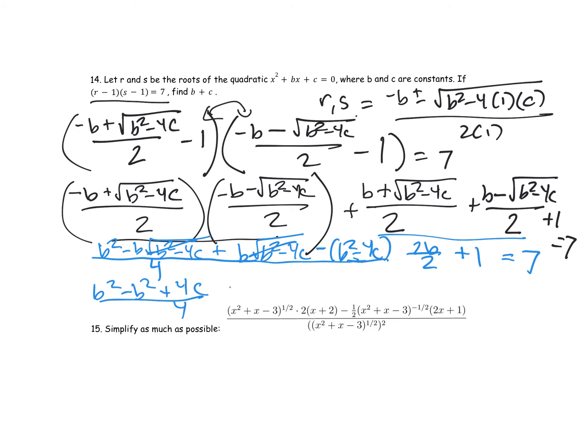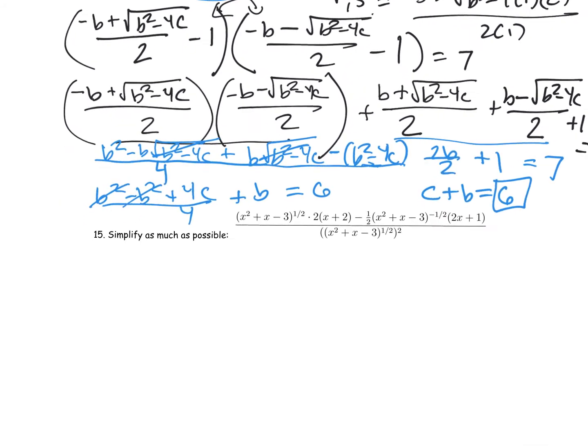And the 2b over 2 is just plus b. I'm going to bring the 1 over, make it 6. Okay, look at what's happening here. The b squared goes away. 4c over 4 is just c, so I end up with c plus b is 6. And lo and behold, I wanted to know what b plus c is. Well, it's right there, 6. So a problem that turned out rather nicely, but it started out looking quite ugly.